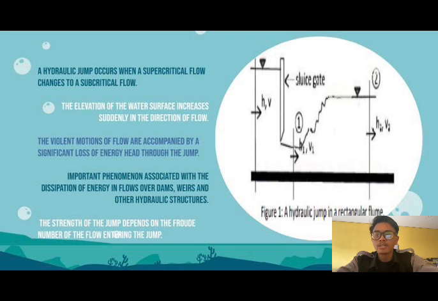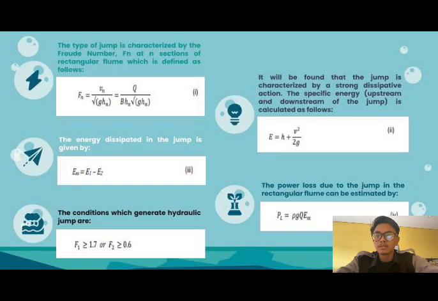Figure 1 shows an experimental setup which consists of a rectangular flume and a sluice gate at the upstream part of the hydraulic jump. The type of jump is characterized by the Froude number Fn at n sections of the rectangular flume, which is defined as follows: Fn = Vn / sqrt(g·hn) = Q / (B·hn·sqrt(g·hn)). It will be found that the jump is characterized by a strong dissipative action.